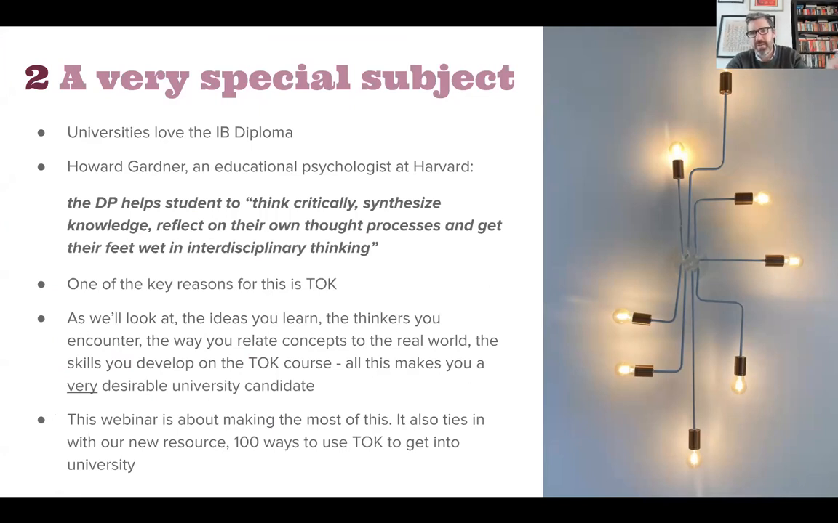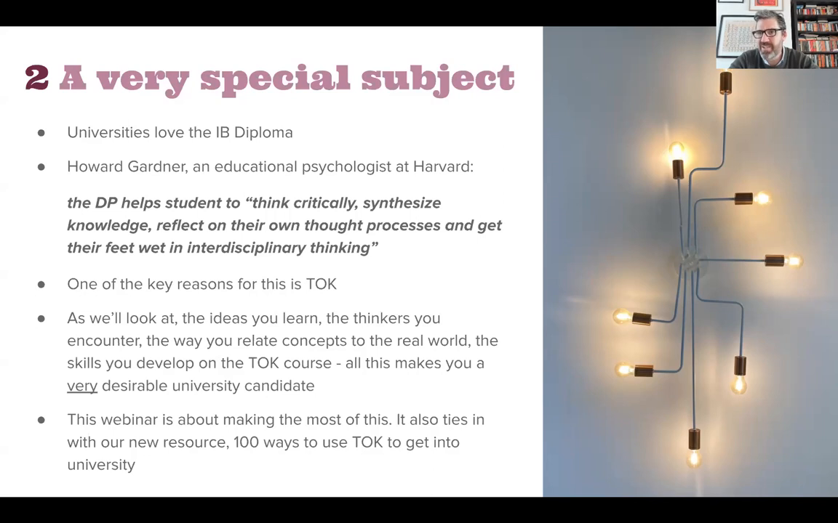Nothing grabs me like TOK, and nothing I think that we offer in the diploma program is quite so relevant to what students need right now in this very, very strange world that we are living in. Now, I don't think it's just me that thinks TOK is very special. Universities love the IB diploma in general and TOK in particular. I'm based here in Cambridge, so I know a lot of people who work at the university.